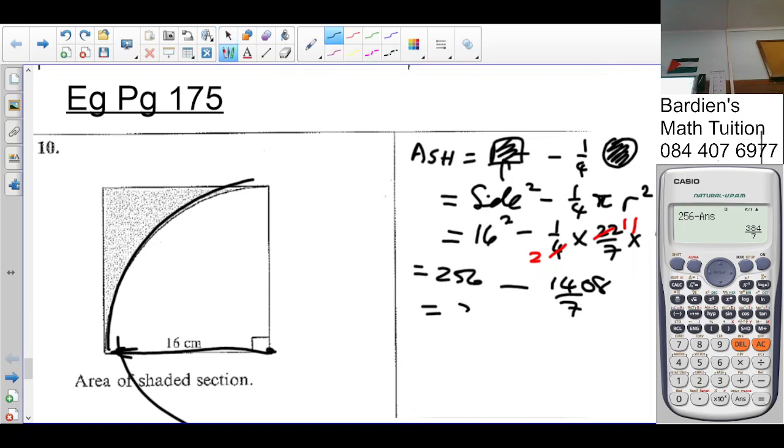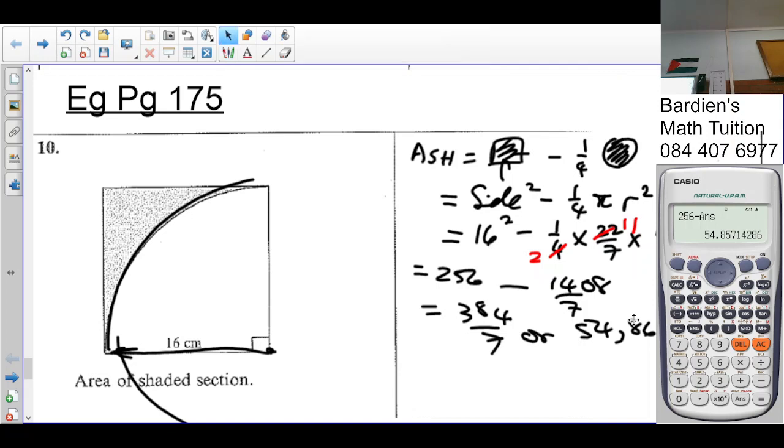384 over 7, or standard decimal. Of course, you won't, it's not necessary. So it's 54.86, unless the question says write it in 2 decimal places. And this is centimeters squared.